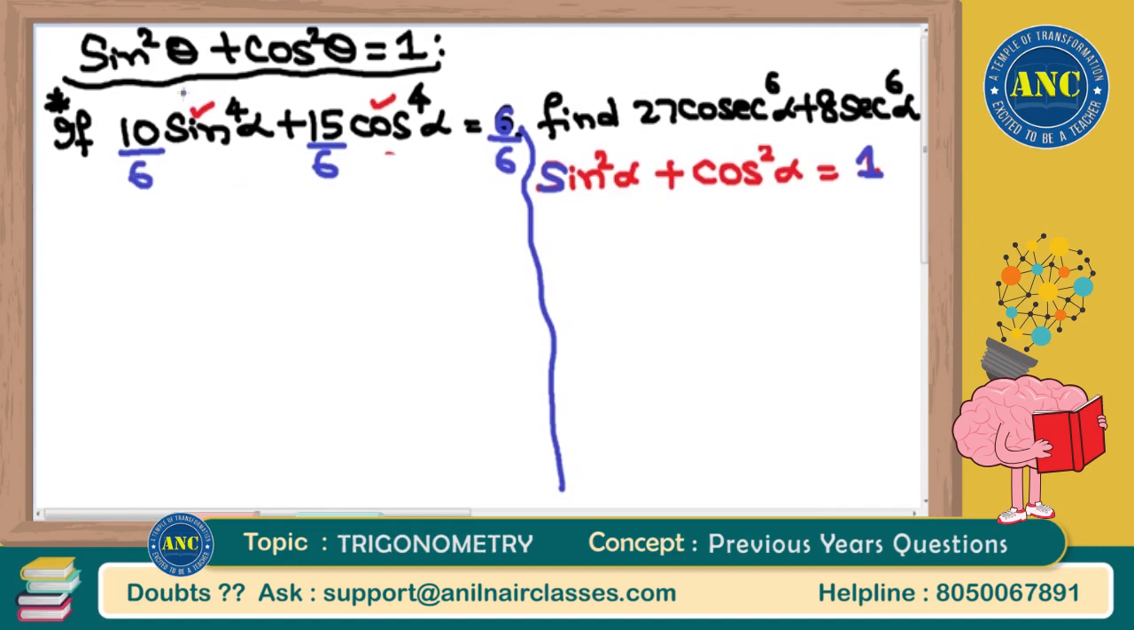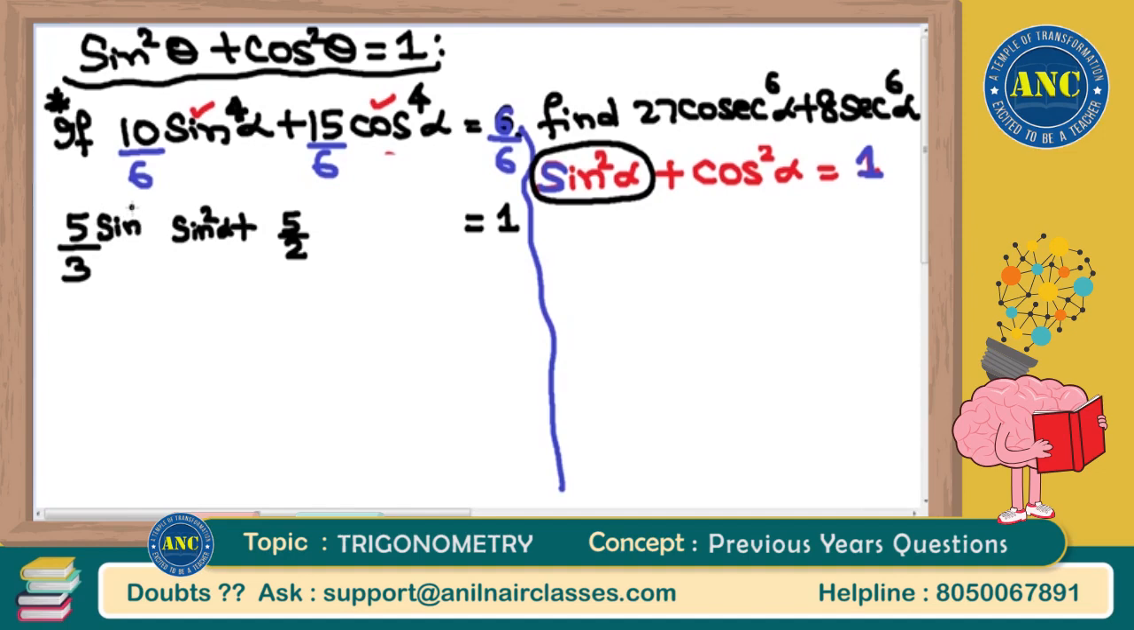Now can I write it as, 10 by 6 is nothing but 5 by 3. 15 by 6 is nothing but 5 by 2. And the right hand side, 6 by 6 is 1. But I want this particular term called sine square alpha. That means keep that sine square alpha which I require outside. If I write sine square alpha outside, I have totally sine alpha to the power of 4. Another sine square alpha will come here. That means this entire thing will form one bracket.